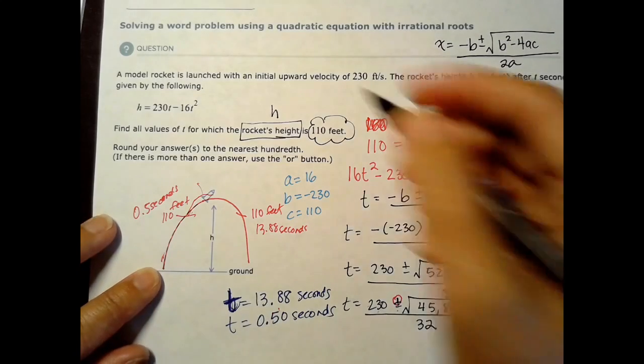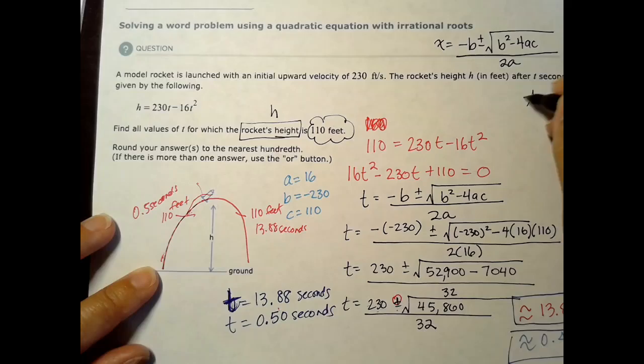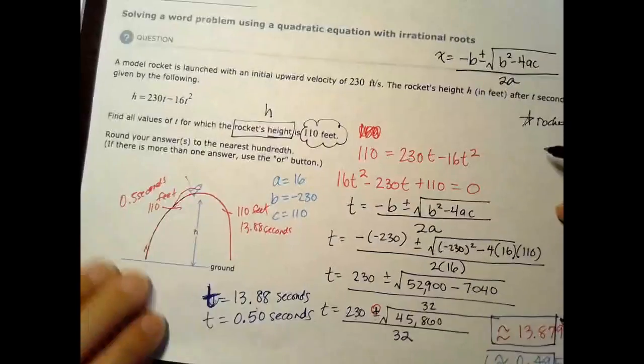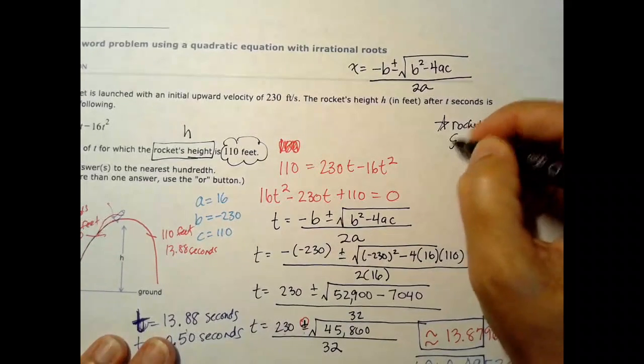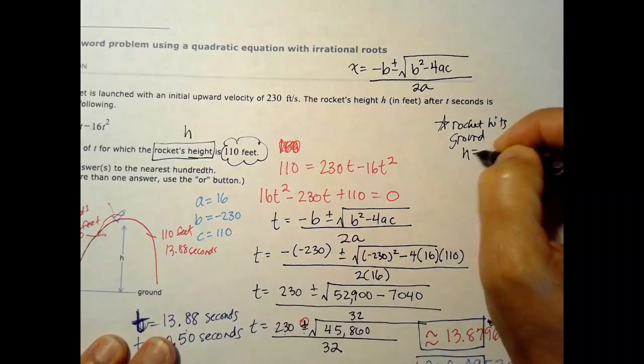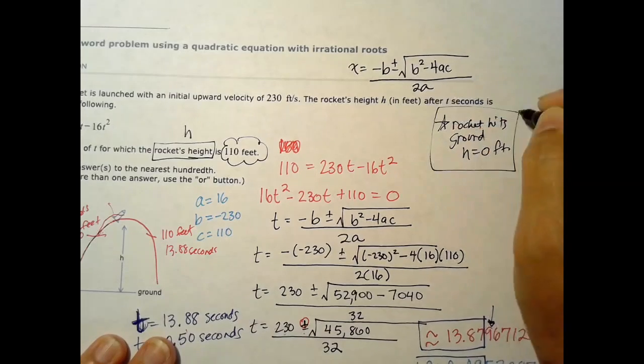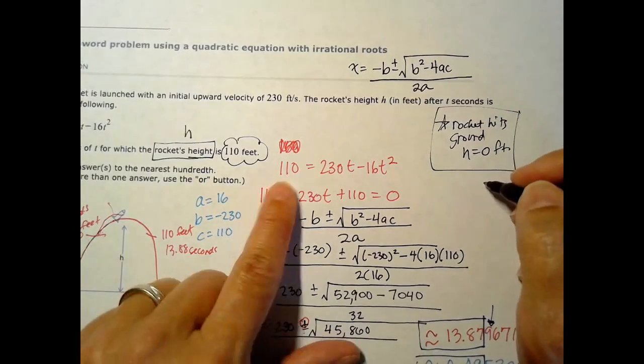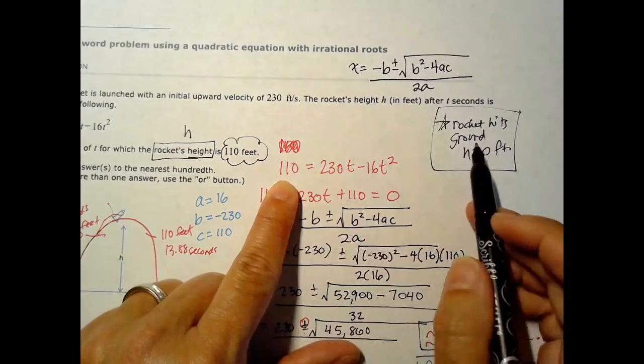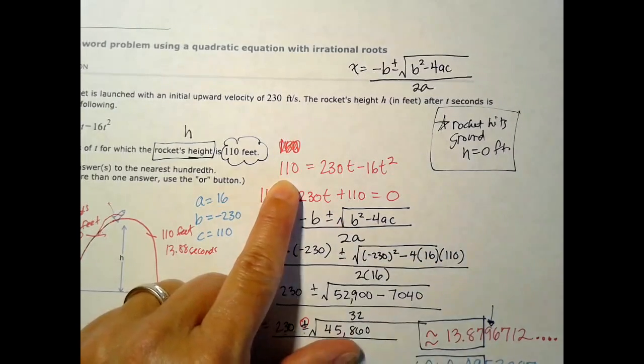So if you want to know when the rocket hits the ground, then you know that the height of the rocket is 0 feet because it's on the ground. Okay, so that's how the problem would change. This 110 would change to a 0. I hope that helps.